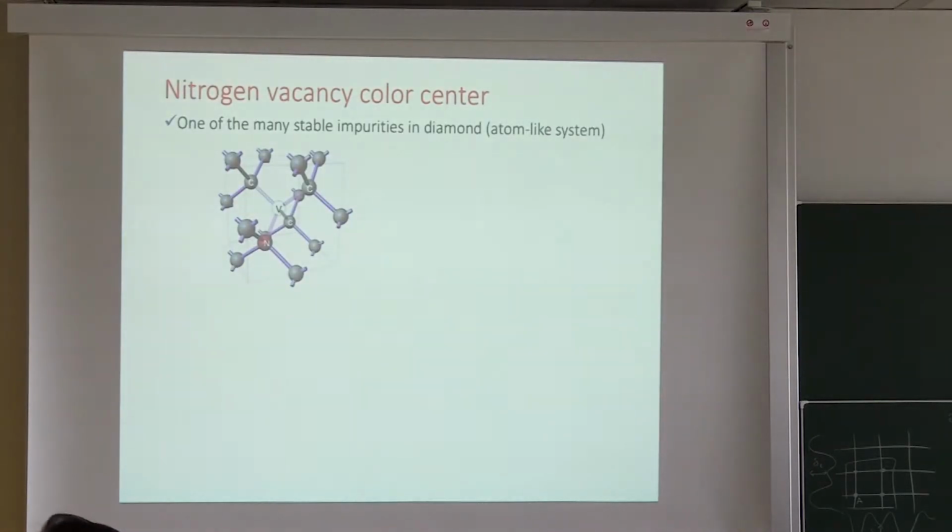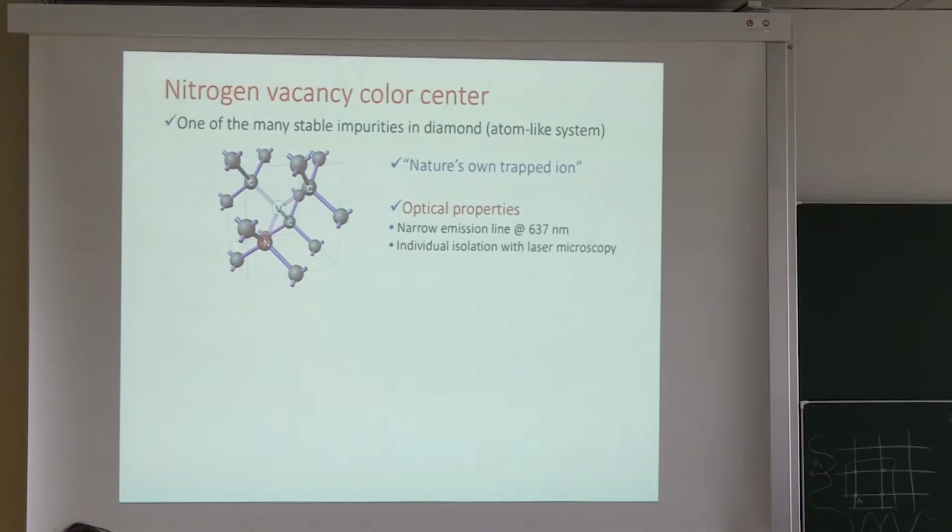For the purpose of our research, we chose to work with NV centers, nitrogen vacancy centers. They're just one of many stable impurities. You can see an image here of a diamond lattice. The nitrogen atom is replacing a carbon atom in the diamond lattice, and there's a nearby vacancy. The two form a very stable defect that can be regarded, in principle, as nature's own trapped ion. It has nice optical properties: a very stable, narrow emission line at 637 nanometers if you cool down the diamond.